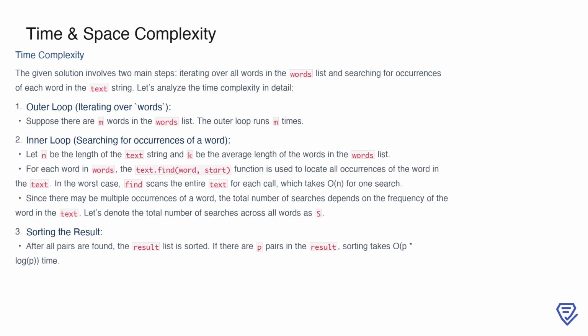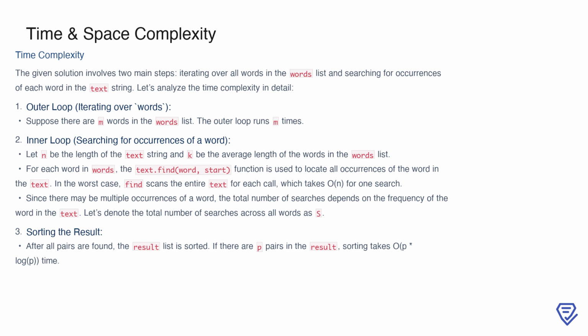This solution's complexity analysis covers both the iteration over the words list and the process of searching for each word in the text. First, we have the outer loop, which iterates through all the M words in the words list. Each word is processed one by one. For the inner loop, we use the find method to locate all occurrences of a given word within the text. Here, the worst-case scenario occurs when the find method needs to scan the entire text, which has a length of N. If a word appears multiple times, the total number of searches performed is proportional to its frequency.